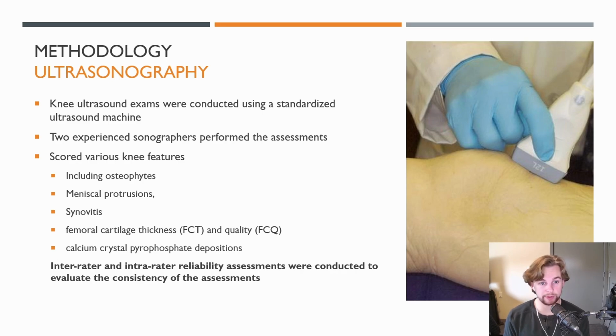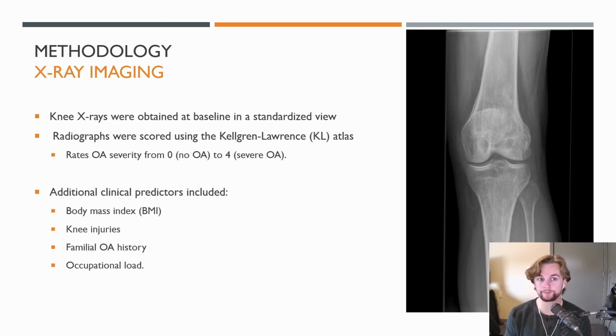They scored various features including the presence of osteophytes, meniscal protrusions, synovitis, femoral cartilage thickness or FCT, and quality or FCQ, also calcium pyrophosphate crystal depositions. And then inter-rater and intra-rater reliability assessments were conducted to evaluate the consistency of the assessments.